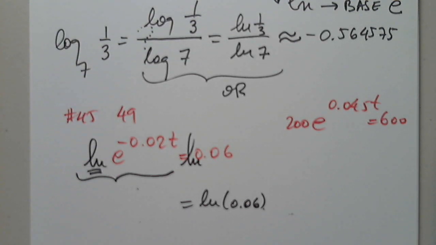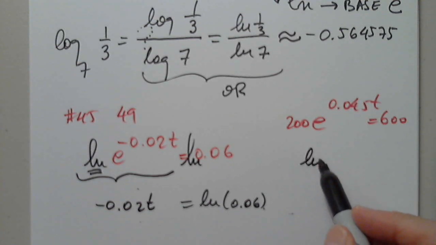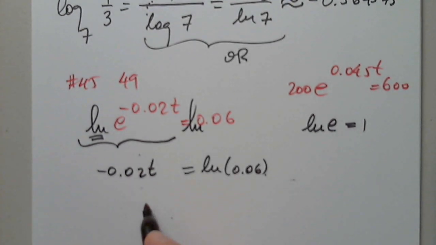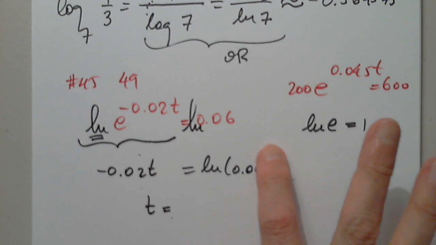Negative 0.02 times t. I should write times natural log e. Why I will not write natural log e is because natural log e is exactly. That's it. Good. So now can anyone tell us how to find t? And that will be the last step. And then we will find t. How do I solve this equation for t?